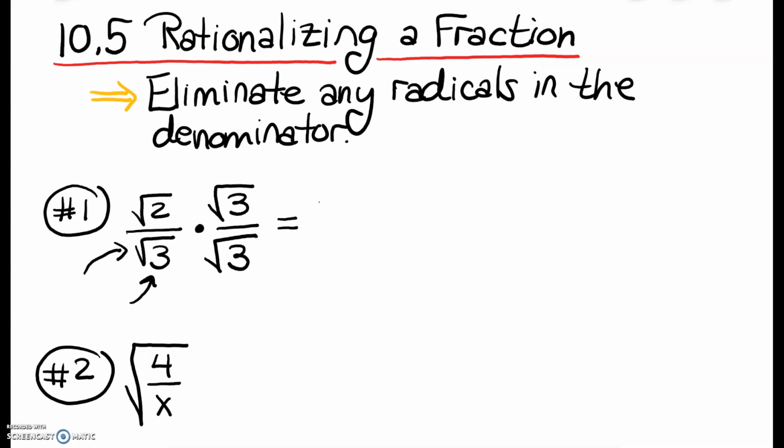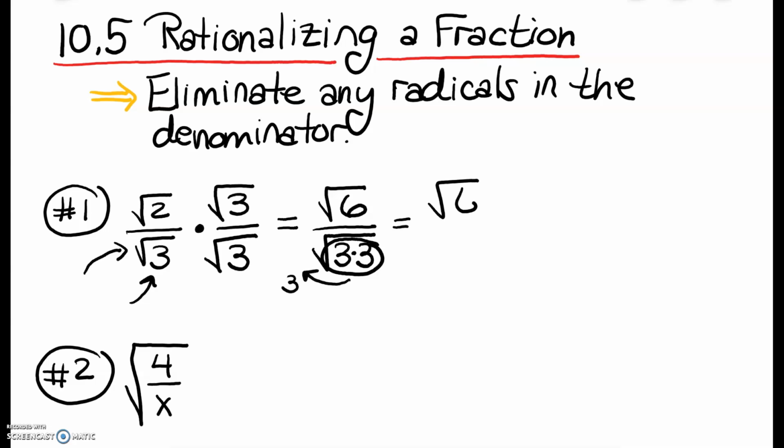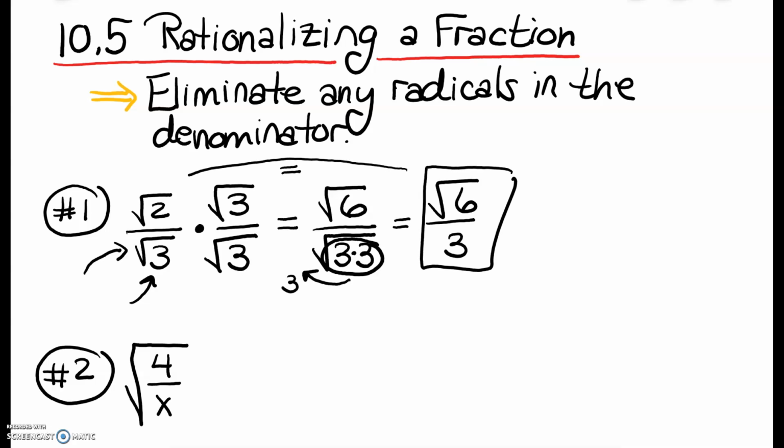And when I do that, I get radical 6 over radical 3 times 3. And this is a nice group of 2 3s, so it gets pulled out of my radical. And I have radical 6 over 3. And that's the answer to my problem. This fraction here is equivalent to what we started with. They are equal or equivalent.